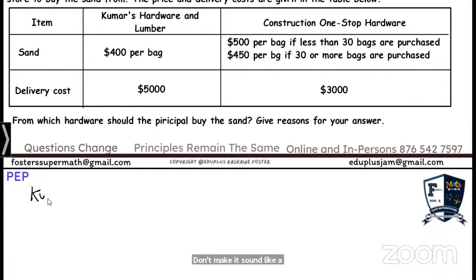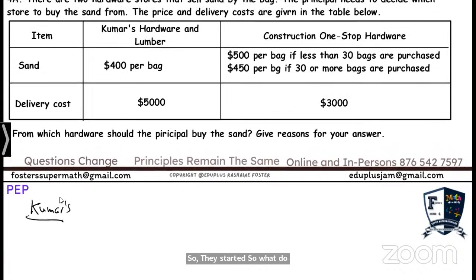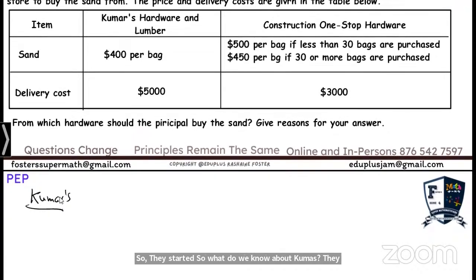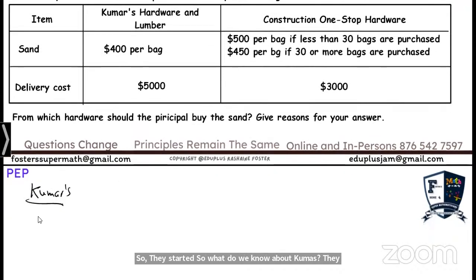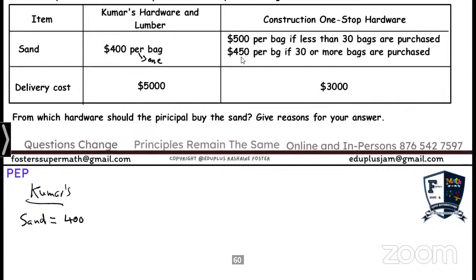So let's start with Kumars. What do we know about Kumars? They tell us 400 per bag, and the delivery is 5,000. Let us deal with the sand. It is 400 per bag. Remember, the word per represents one. So that means $400 for one bag. But how many bags are we supposed to buy, people? 60.